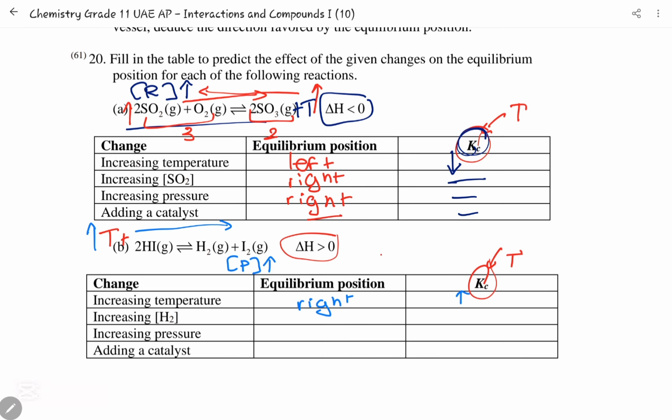Now, temperature is the only thing that affects K, so everything else will not be affected. If I increase the concentration of H2, I have excess H2. I need to get rid of it, so I shoot it to the other side, so it will shift to the left. Okay, if I increase the pressure, I have 2 moles of gas here and 2 moles of gas here. If I have the same number of moles, the increase or decrease of pressure will have no effect. And then finally, adding a catalyst has no effect.